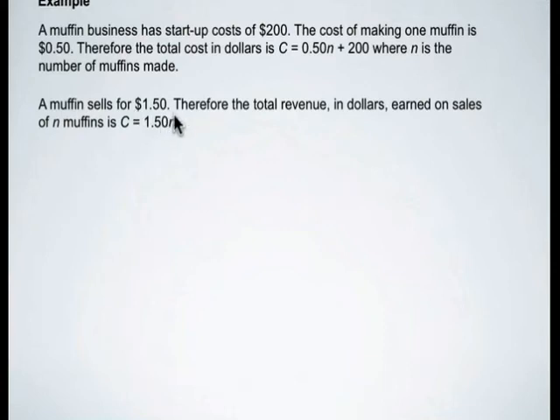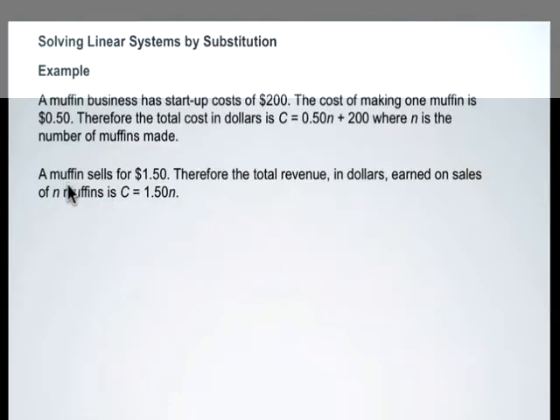Now, a muffin sells for $1.50. Therefore, the total revenue in dollars that you earn on sales of n muffins is C equals 1.50 times n. So if you sold 10 muffins, then you would have a total revenue of $15, which means that you would have lost money if it cost you $205 to make the muffins.